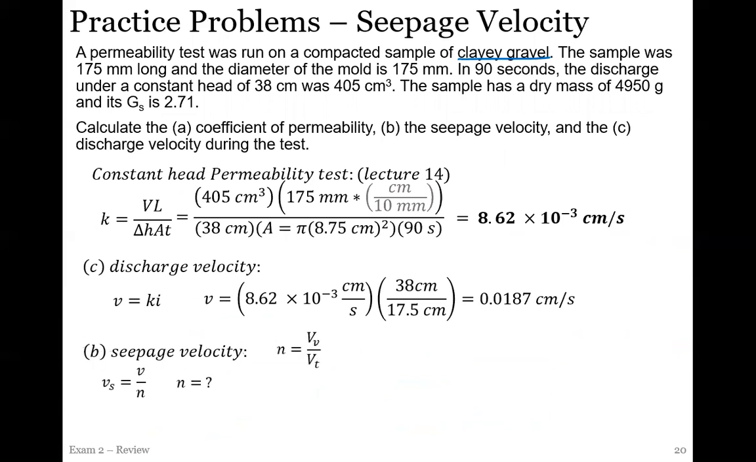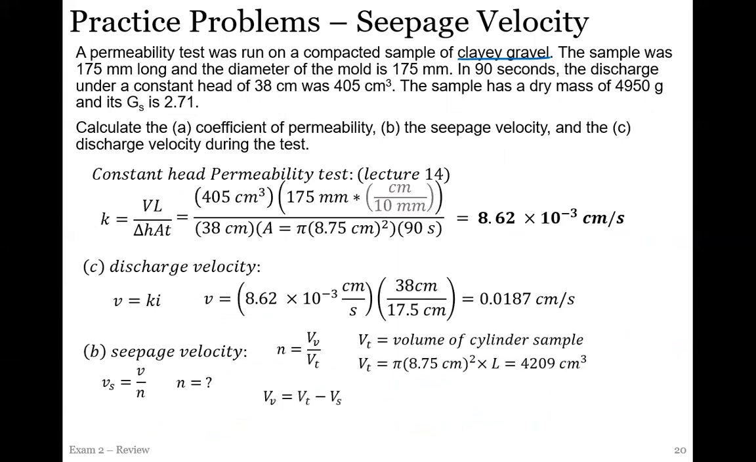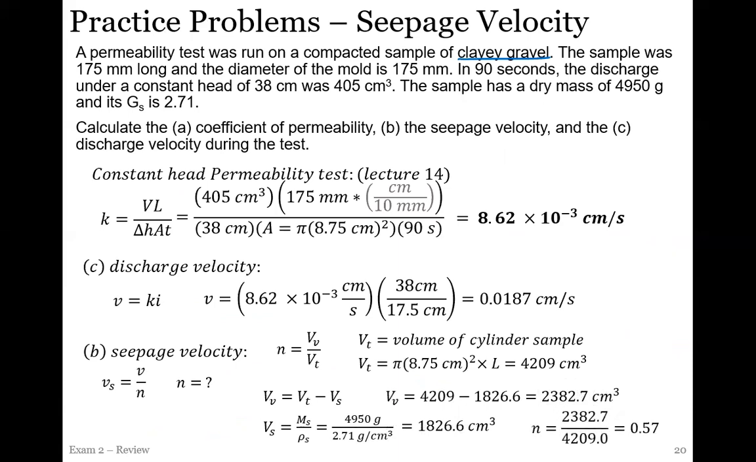So for that, we would need to find our porosity. You can find the porosity by understanding the volume of the cylinder and then the weight of the voids, or the total voids there. Volume of voids over total volume, porosity is equal to 0.54, and then we can plug that in to find our seepage velocity. So go through this step by step, and if there's any questions on that, let me know.